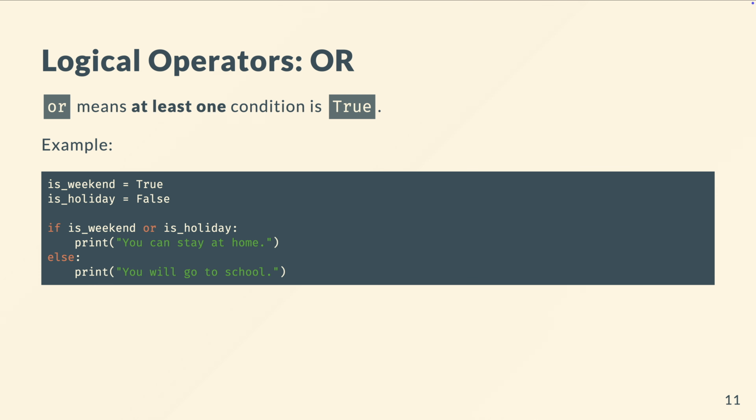Next logical operator is or. Or means at least one condition is true. In this example, is weekend is True. Is holiday is False. The if checks is weekend or is holiday. Since at least one side is true, the whole condition becomes True. So Python will print the message in the if block.